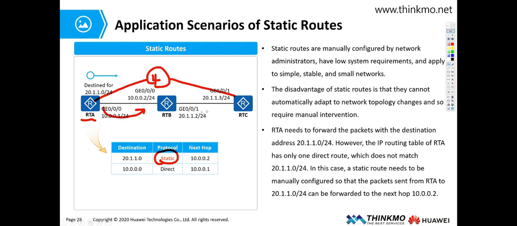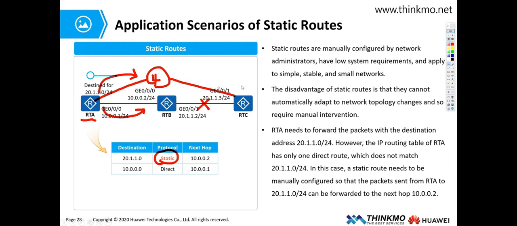But in this case, if we instruct it to first find RTB, what if there is an issue with RTB? Then I would let it find RTC, which means I have configured two static routes here. However, if there is a problem with the link between RTC and RTB, it cannot detect this remote failure, and I would have to manually perform a switch. So it has its advantages and disadvantages, making it more suitable for simple, stable, and small networks.